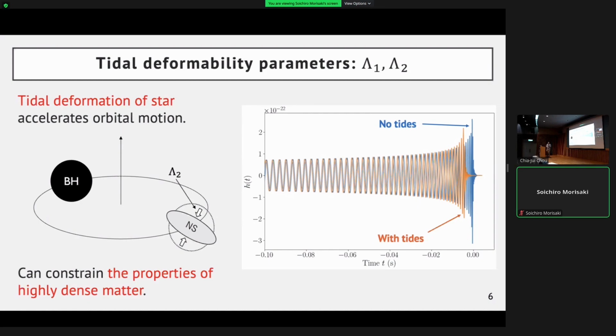Because the significance of this effect is characterized by the so-called tidal deformability parameter lambda of a neutron star, we can measure this parameter. This tidal deformability parameter lambda depends on the equation of state of highly dense matter inside the neutron star, which is still uncertain. So by measuring this tidal deformability parameter very precisely, we can also constrain the nuclear equation of state and learn the properties of highly dense matter inside the neutron star.